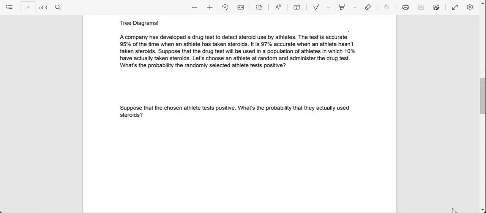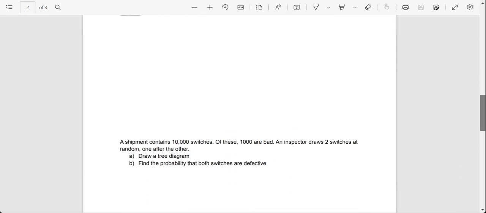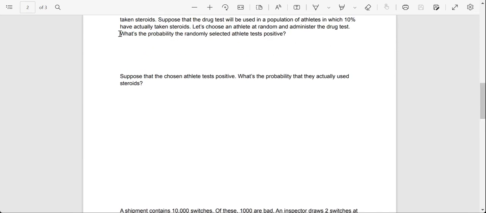So tree diagram. This is a problem I'll let you read on your own, but it would greatly benefit from a tree diagram. And you might wonder what is that? Well, when there are multiple events where the outcome of one changes the probability of another, that's where a tree diagram will be beneficial. So I'm going to go down below here and make one for us. Then I'll answer these two questions here: the probability a randomly selected athlete tests positive, and suppose that the chosen athlete tests positive, what's the probability? By doing this tree diagram, we'll have a much easier time.